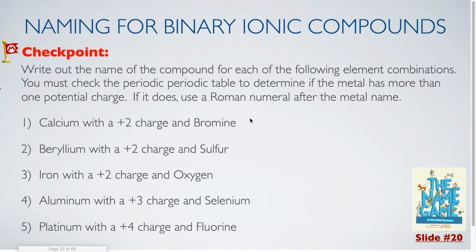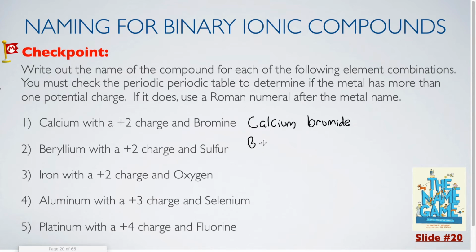In our first example here, we have calcium with a +2 charge and bromine. The metal name is always going to remain the same. So we have calcium. If we were to look at that colored periodic table, calcium is always a +2 charge. So I don't need to specify that it is calcium with a +2 within my name. So I skip that part. Bromine would become bromide with an IDE ending. So our name for our first compound is calcium bromide.